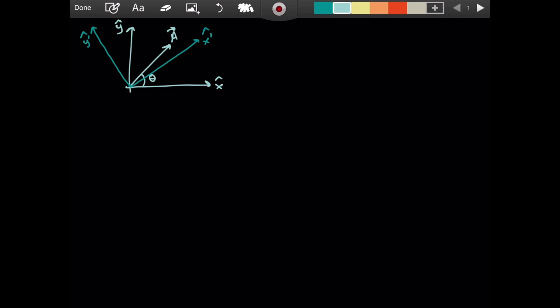And let's say that we rotated the original coordinate system by an angle of phi. The question we're asking is, if this vector had coordinates x and y initially, what are the new coordinates if we are interested in the coordinates with respect to the new coordinate system?